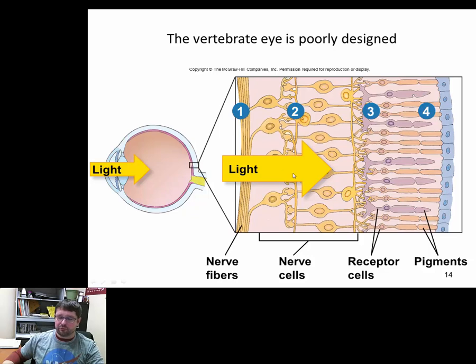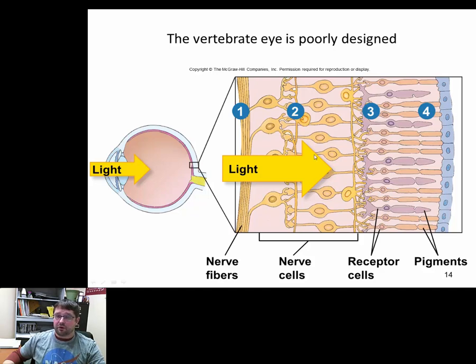The problem with this is when your blood flow is increasing a lot. So let's say you go out and you run, and you're playing basketball or soccer or something like that, and you're running a lot, and then you sit down, and you cut off the blood flow by sitting down, and then you stand up, and all of a sudden you see stars and dots and things like that. That's because the light has to travel through your nerves and your blood vessels to get to the receptor cells. This is a horrible design.